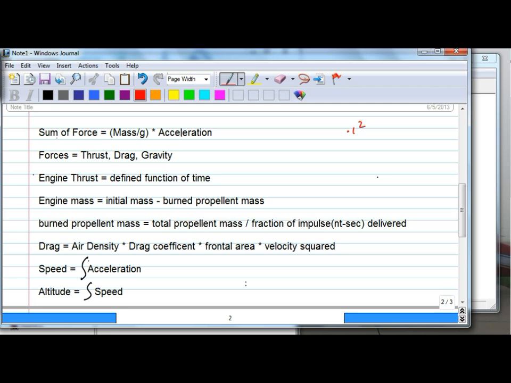So the forces on the rocket, we drew that picture before. We have thrust, we have drag, we have gravity. The engine thrust is that function we defined.